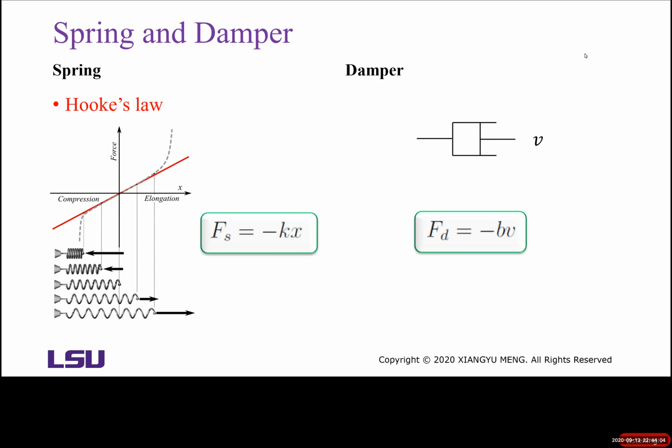In this video, I'm going to show you how to apply Newton's law to multiple objects when they are connected. The connection can usually be modeled by a spring and a damper. To model the spring, we use Hooke's law. Now let's look at this figure.